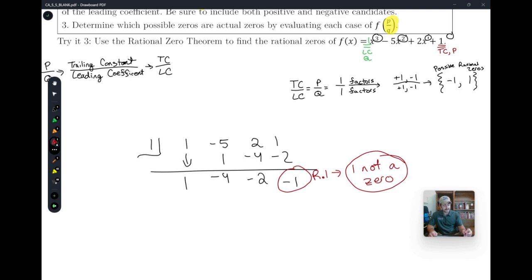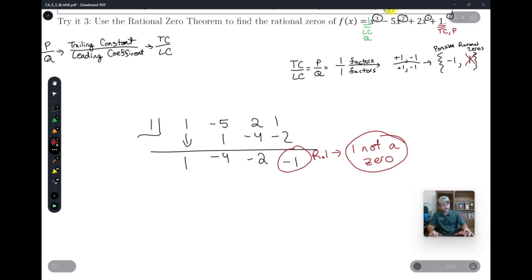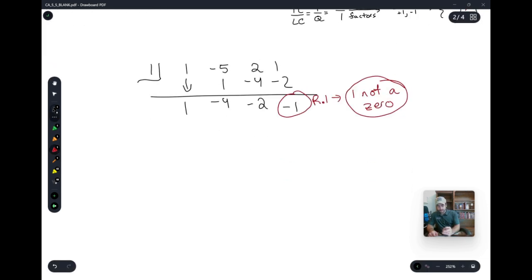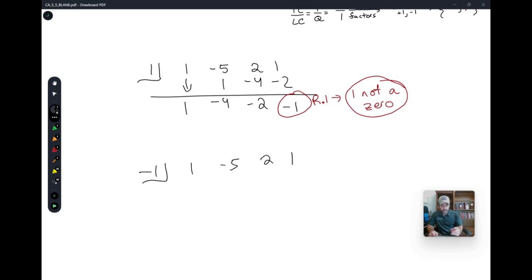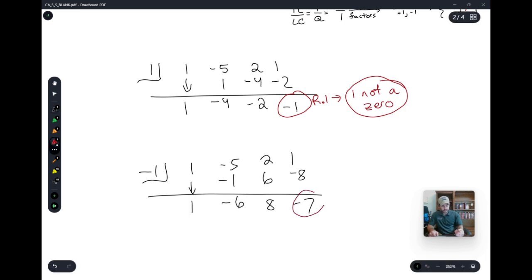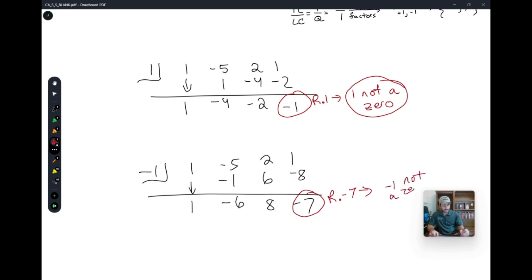So what I'm going to say is these were possible rational zeros. I'm going to cross it out and say it's not a rational 0. It was possible, but it's not. Let's try -1. -1, backwards L, 1, -5, 2, 1, drop it down, 1. 1 times -1 is -1, -6, +6, 8, -8, -7, boom. We got ourselves a remainder of -7, which means -1 is not a 0.